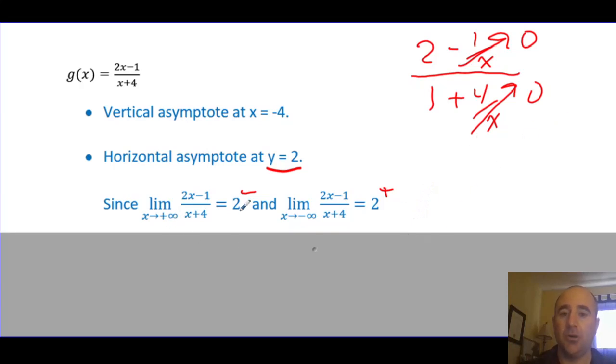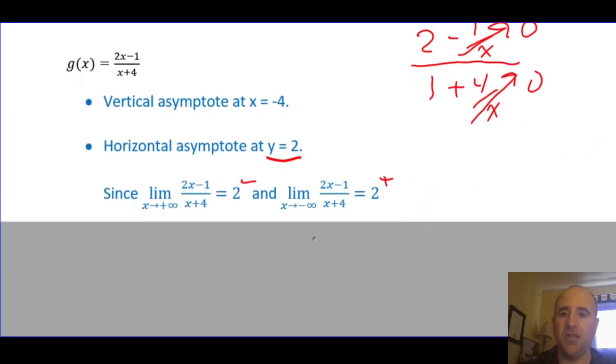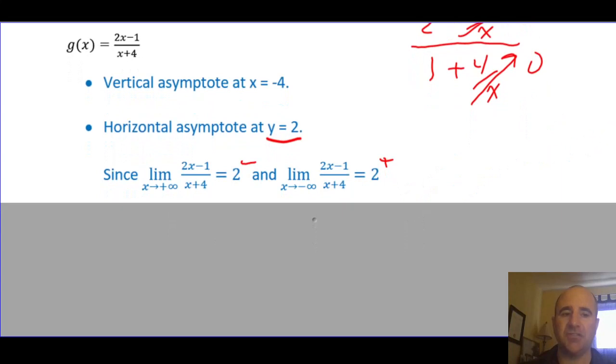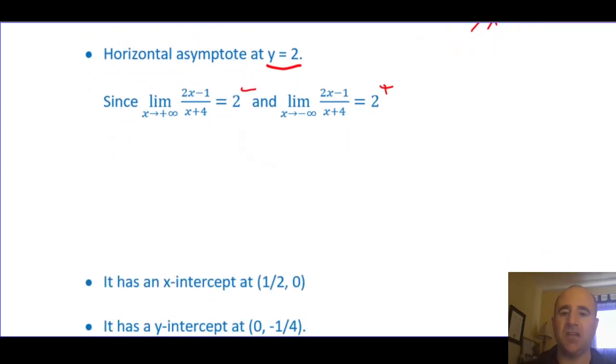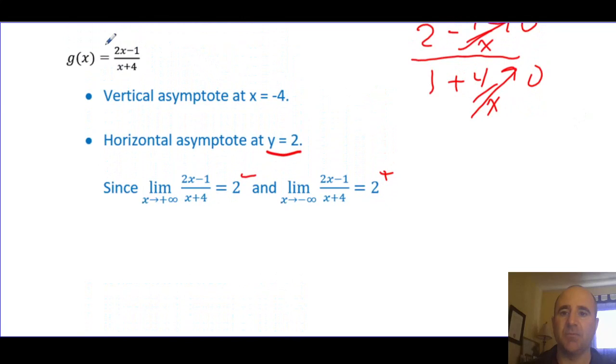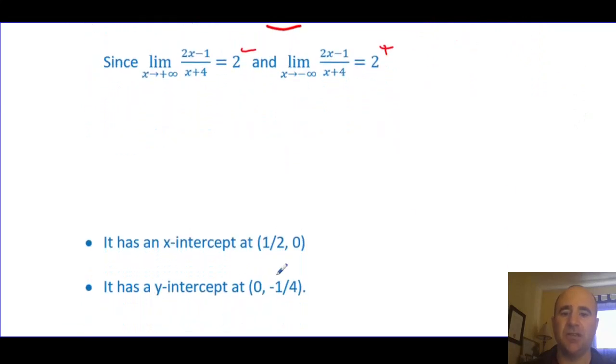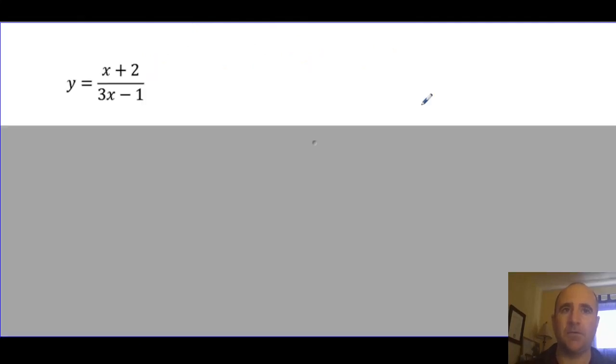So there's our horizontal asymptote, our end behavior, and then of course we could do our intercepts as well. There is an x-intercept at 1/2 because that's what makes the numerator 0. And if you sub in x equals 0, you get -1/4. So y-intercept at -1/4. As for the third example that was given, y equals x plus 2 divided by 3x minus 1.